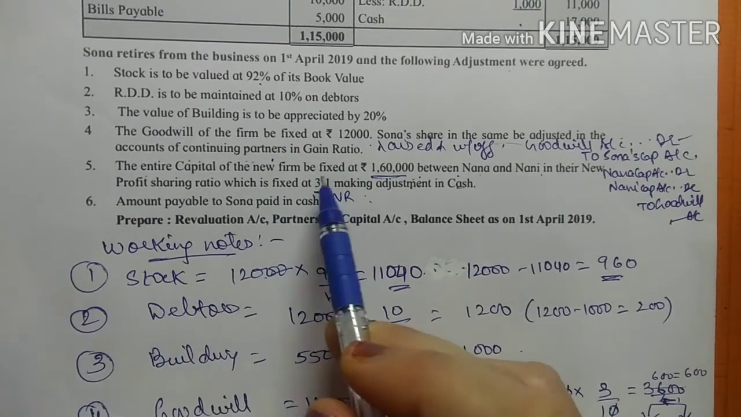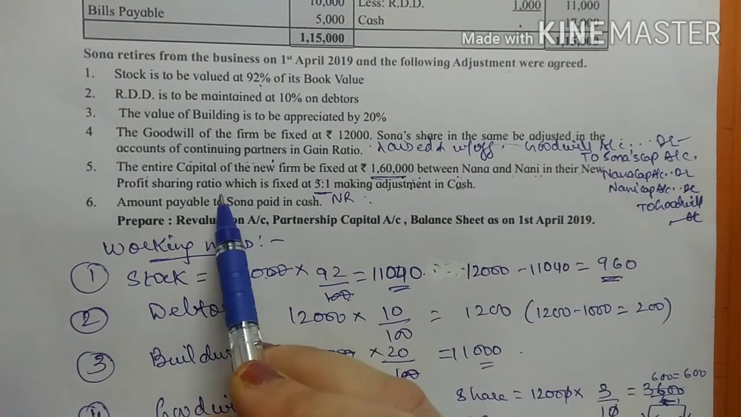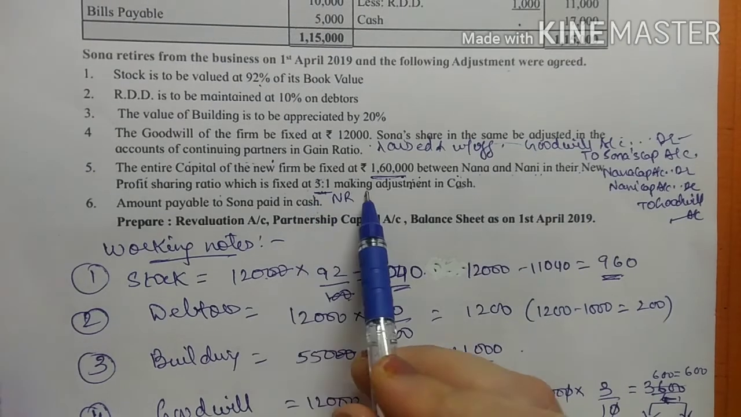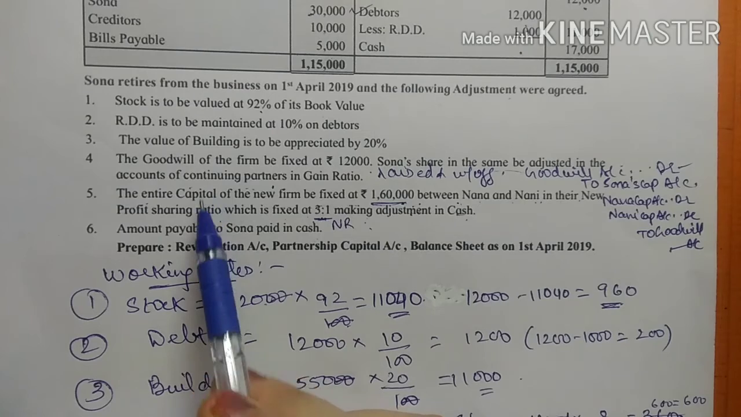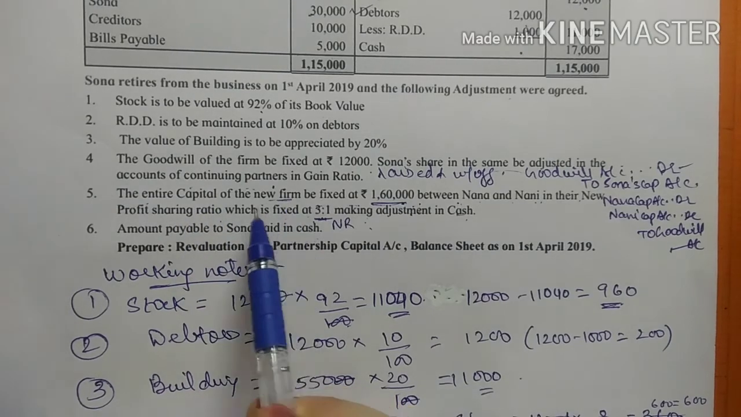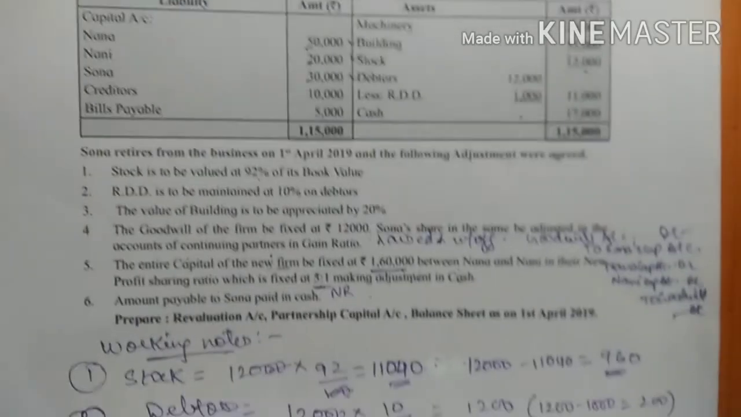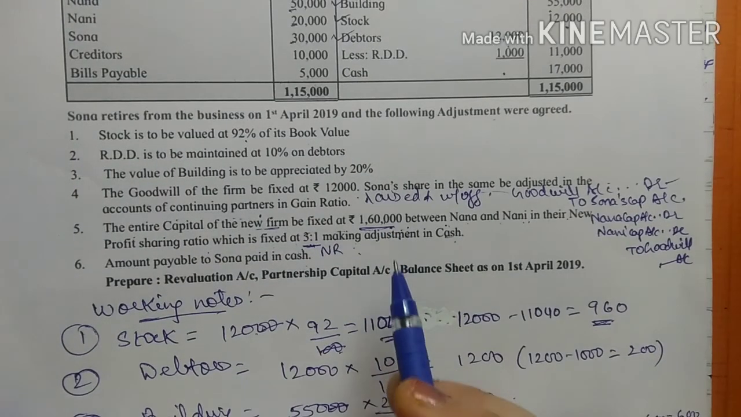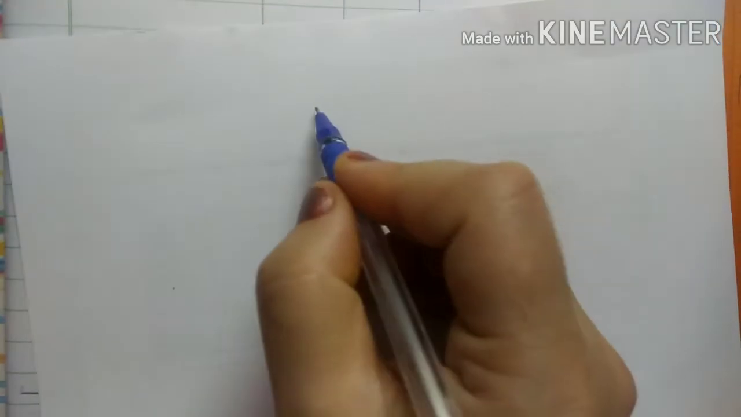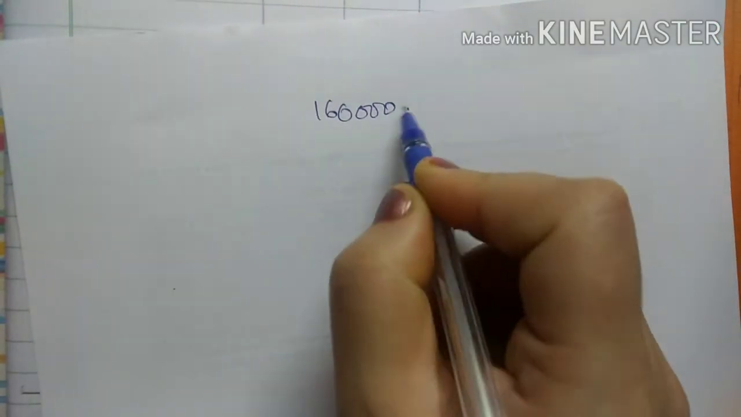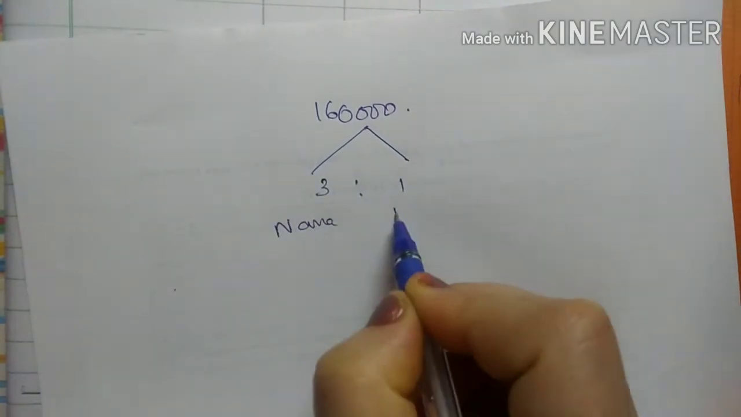Now the next adjustment. The entire capital of the new firm to be fixed at 1,60,000 between Nana and Nani in the new profit sharing ratio, which is fixed at 3:1, making adjustment in cash. Now what they want is, see, now they want this entire capital of the new firm. So in new firm, as Sona is retiring, so there are only two partners, Nana and Nani. So they want this 1,60,000 into 3:1. So see, 1,60,000 is the capital of the firm. They want it to be in 3:1 ratio, that is Nana 3 and Nani 1.